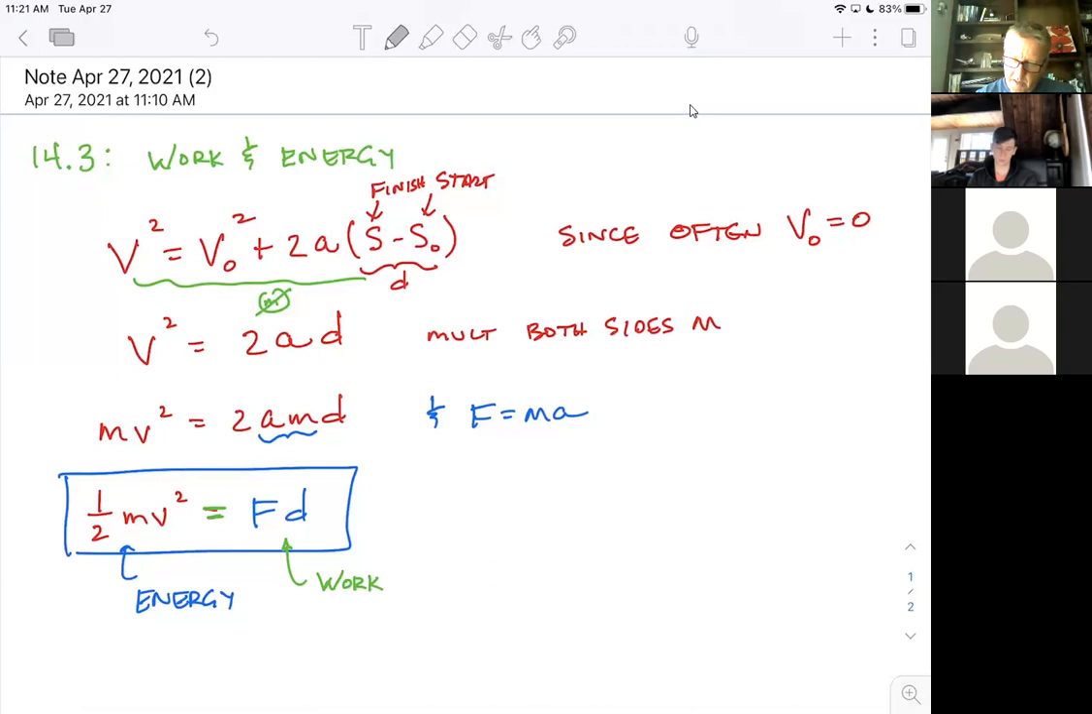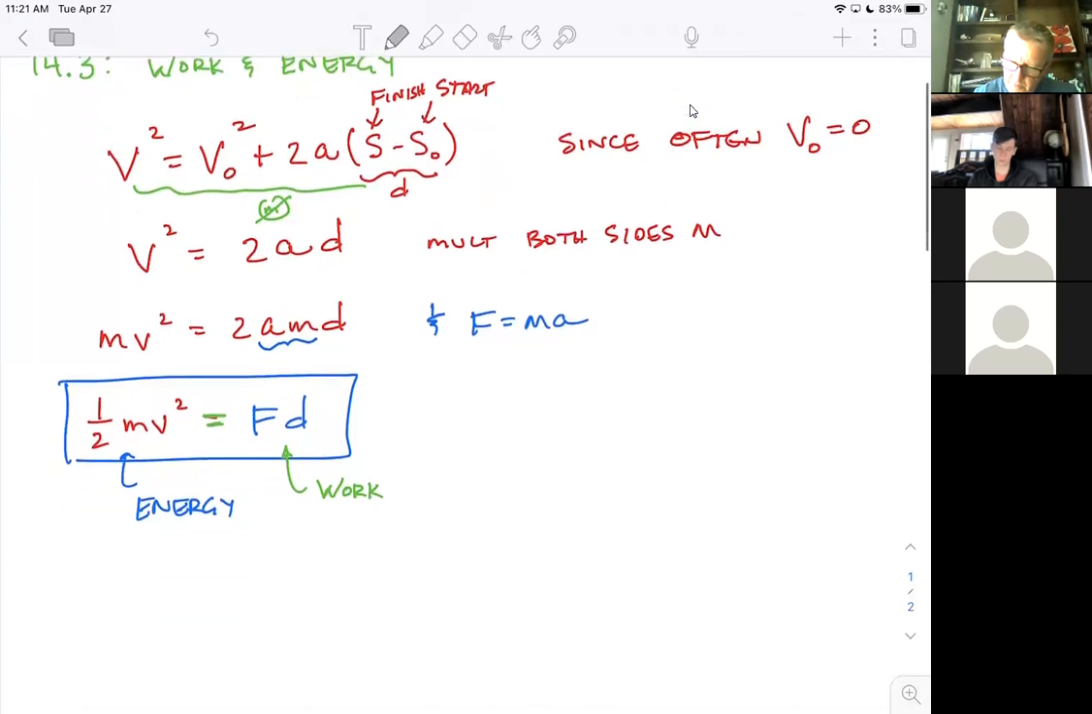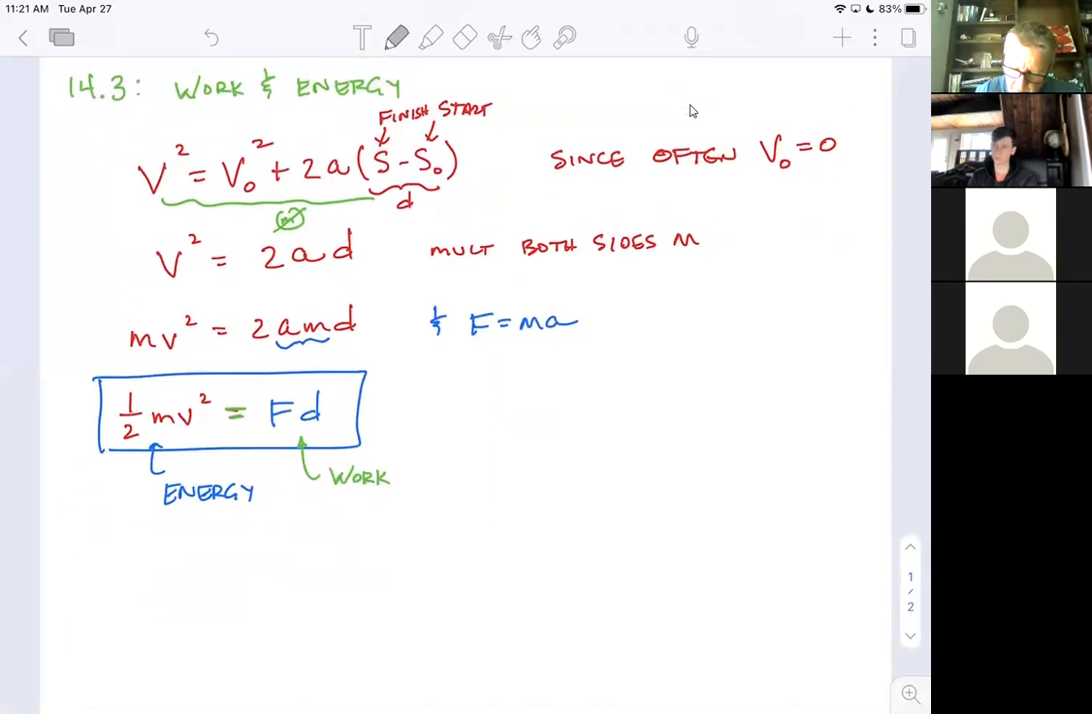The other thing I want to say, a couple other things I want to say about this really quickly is just think about units. Like, what would the units of these be? Since they're equal, they're the same exact units.